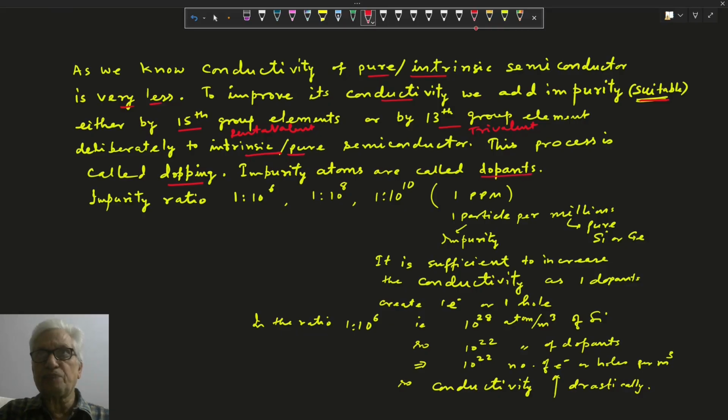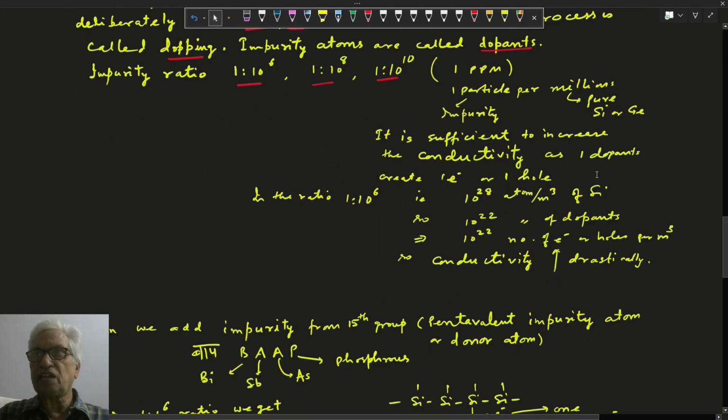From the 15th group, pentavalent, and from the 13th group, trivalent, in the ratio of 1 to 10^6 or 10^8 or 10^10. 1 ppm means 1 particle per million, that is, 1 impurity atom to a million atoms of the pure semiconductor, silicon or germanium. It is sufficient to increase the conductivity, as one dopant creates one electron or one hole: one electron from the pentavalent, one hole from the trivalent.